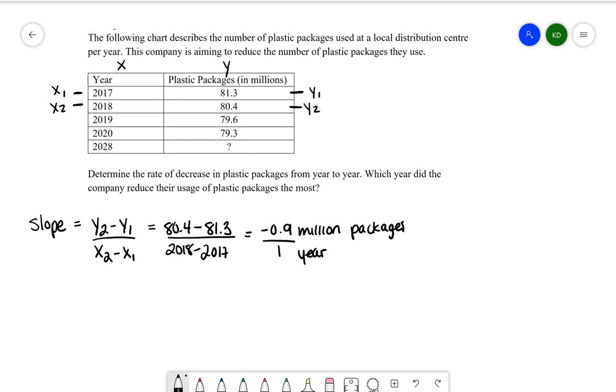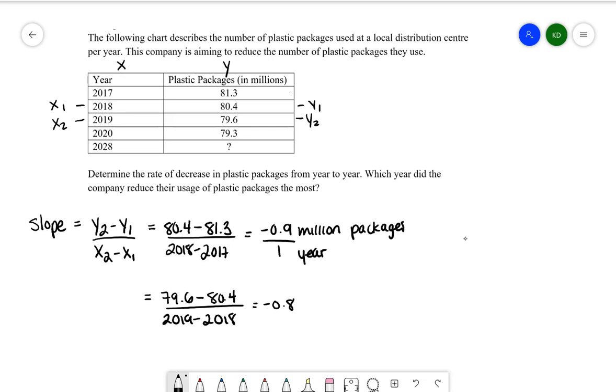Let's compare this to the other years. It's going to start very similar. Now that we know our y2 and our y1, all we have to do is plug that into the formula, followed by x2 and x1. So let's go with 79.6 minus 80.4, divided by 2019 minus 2018. Notice how it's very similar to what we were doing before, but now we're just dealing with different numbers. When we subtract this, what we get is negative 0.8, and that's going to be million packages. And then again, the denominator is going to be 1, so per 1 year.